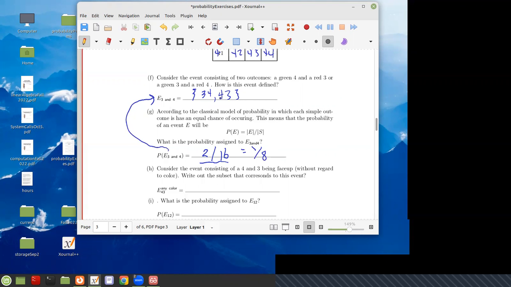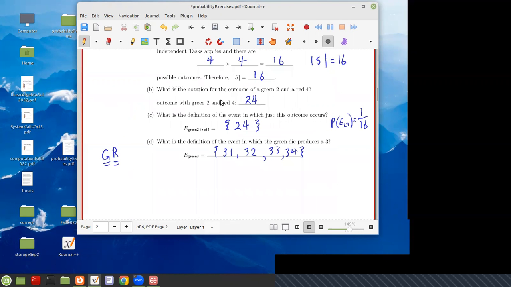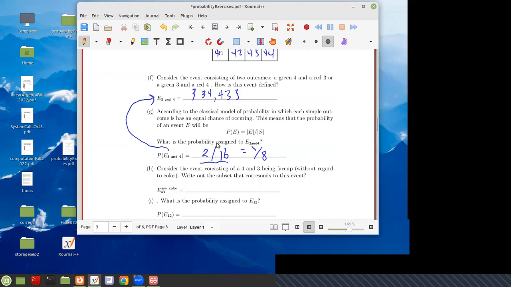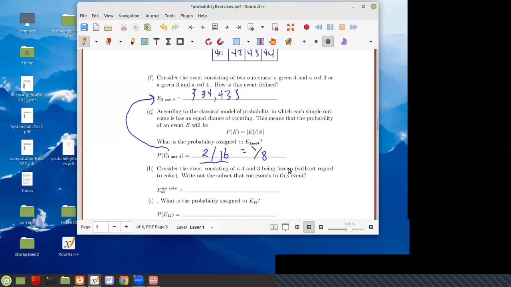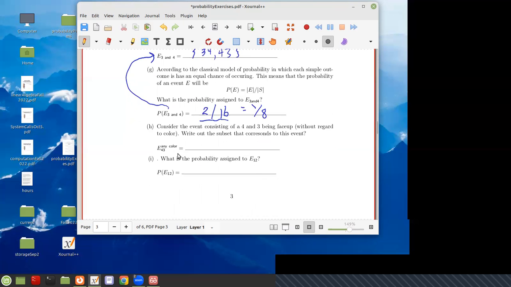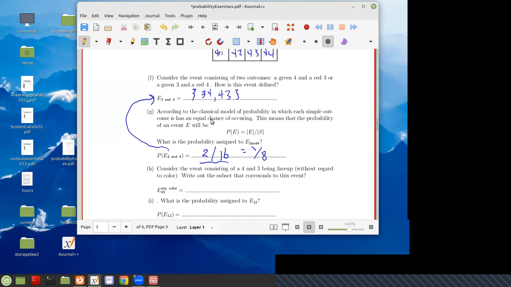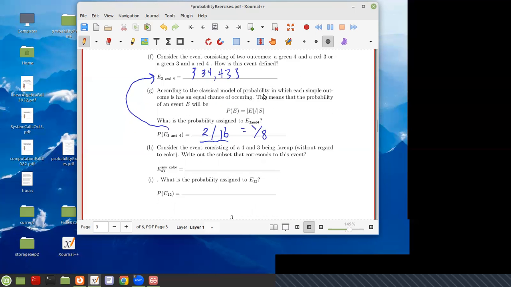Before you move on, green 2 and red 4. Okay, does this make sense? It does make sense, but I was looking at the context of the next question, and that lays out the same question. Okay, yes, so let's see: consider the event consisting of a 4 and 3 being face up without regard to color.